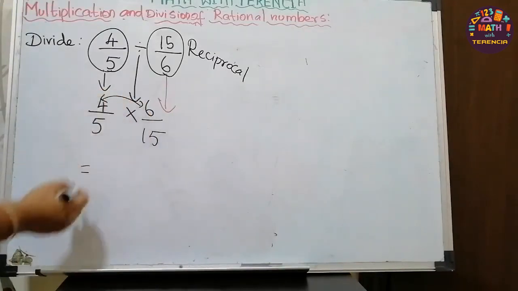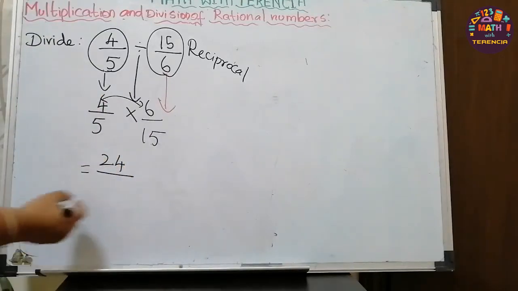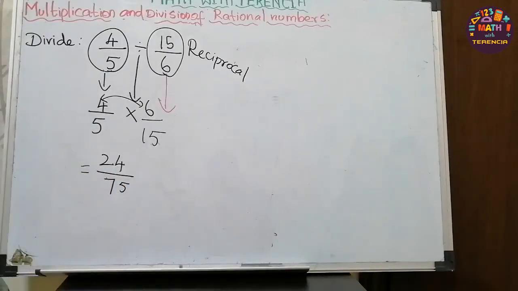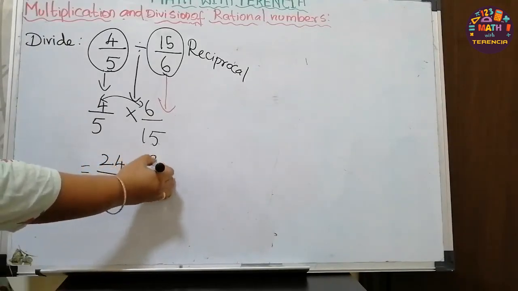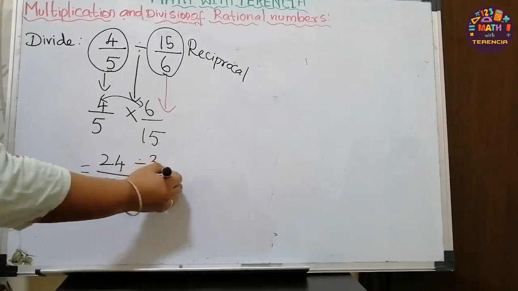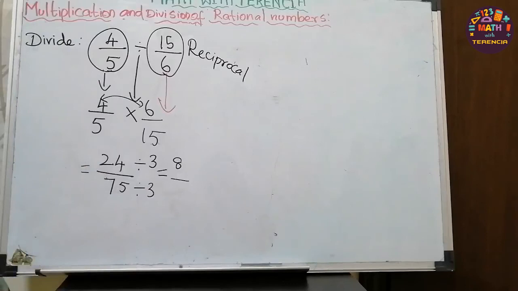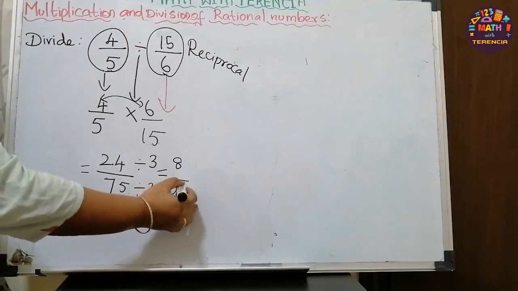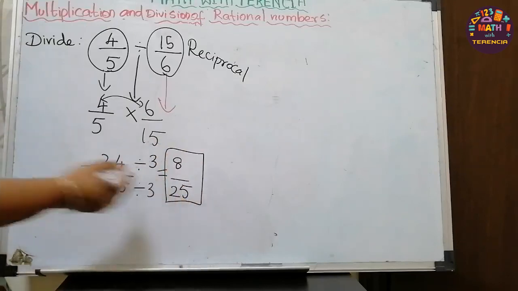4 times 6 is 24. 5 times 15, 5 fives are 25, and it is 75. Check whether it can be reduced to the simplest form. We can divide by 3. So 24 divided by 3 is 8, and 75 divided by 3 is 25. So 8 by 25 is the answer for this.